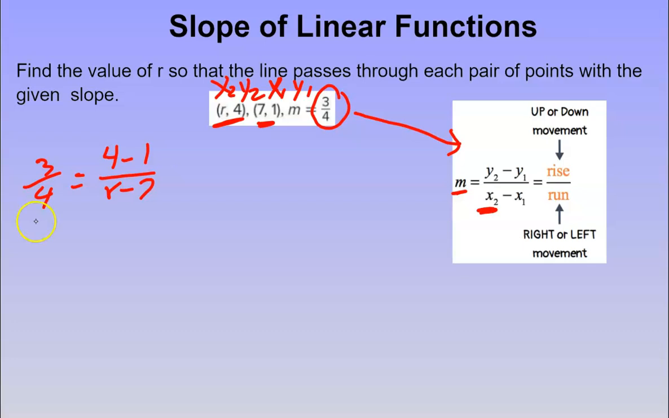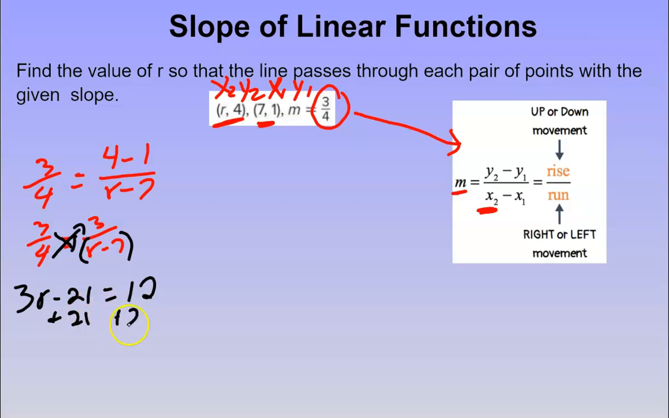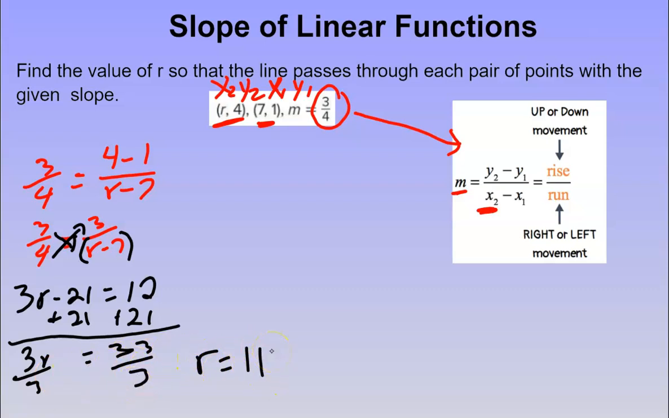So I'm going to do a little bit of simplifying here. I got 3/4 equals 4 minus 1, which is 3, over r minus 7. And now, just like we did earlier with solving proportions, we can use cross products. So I'm going to do 3 times r minus 7, which would be 3r minus 21, equals, cross multiply the other direction, 4 times 3 is 12. To get 3r by itself, I'm going to add 21. Now I got 3r equaling 33. Divide by 3 on both sides, and r would equal 11.